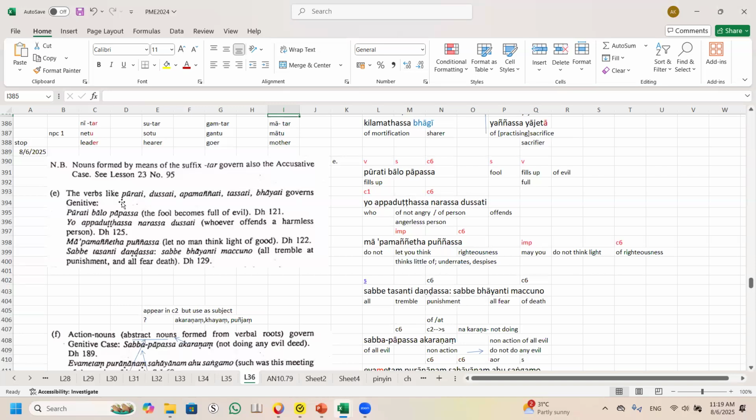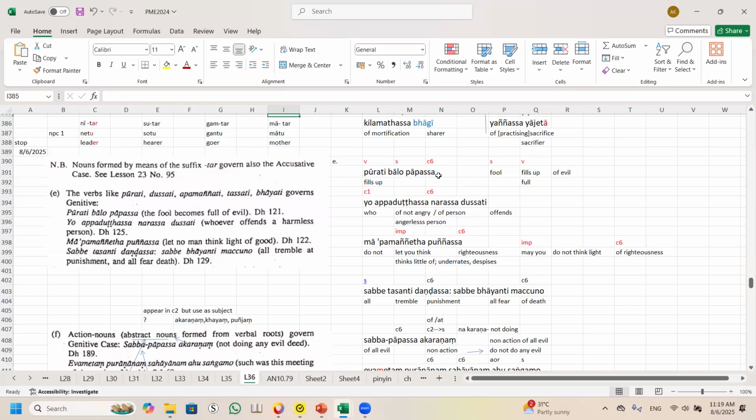So we will go to this one. The verbs like purati, dussati, and pasati, all these things are covered by the genitive. So this is the genitive. Here, what you see is the genitive. Papa is evil or bad. Then you see purati. You see this word purati. Or govern means it is related. You see here purati and this one, papassa. They are governed. That means related.